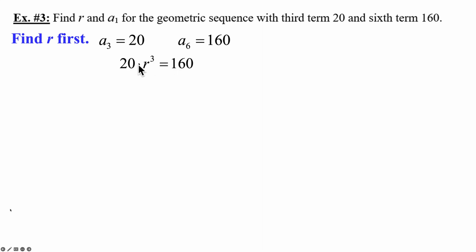We'll say 20 times r to the third is equal to 160. We'll solve for r. We'll divide both sides by 20. We get 8. Take the cube root of both sides. r is equal to 2. And now we have to go find a sub 1. Well, a sub 1 times 2 to the second power, because I want to get to the third term. That's 2 r's that I have to multiply by to get to 20. Well, that's 4 times a sub 1 equals 20. Divide both sides by 4. A sub 1 is 5. So I found my 2 requirements.